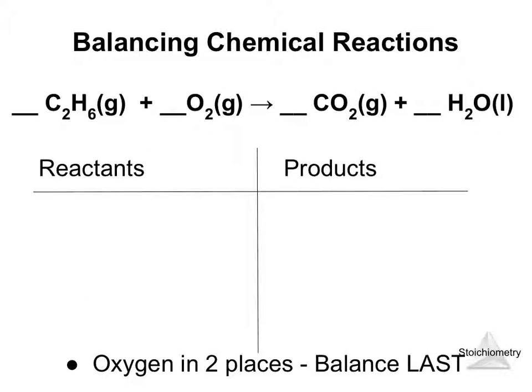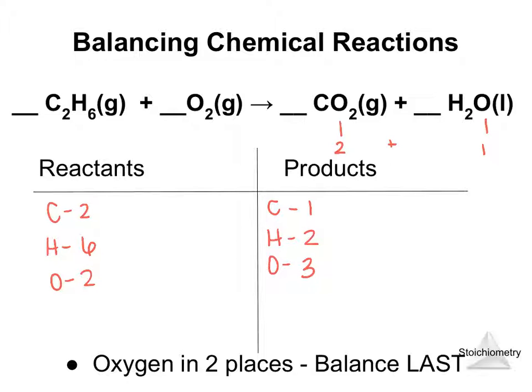So this is a situation where you have oxygen in 2 places, and so we want to balance that last. So I'm going to list carbon. I've got 2, hydrogen I have 6, and oxygen I have 2. Okay, and then on the product side, again, I want to list them in the same order so that I can compare across. I have 1 carbon, I have 2 hydrogen, and then my oxygen. I have 2 here, plus 1 more here for a total of 3 oxygen.